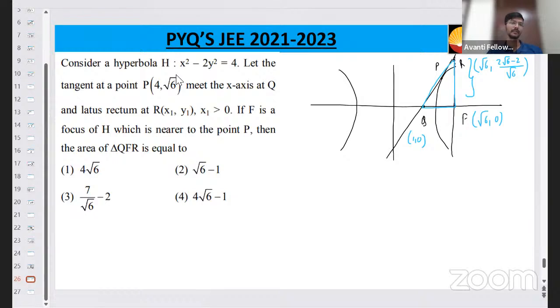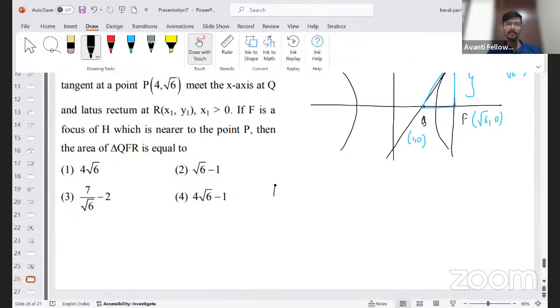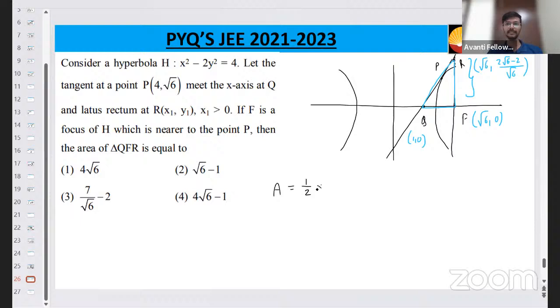What is the area of the triangle? Area of triangle will be half into base into height. That means half into, what is the distance QF, guys? Simple, root 6 minus 1, right? Along the x-axis, or you can use the distance formula as well. What is the distance of FR, guys? You can use again the distance formula, or you can see it's directly along the y-axis. It will be 2 root 6 minus 2 by root 6.